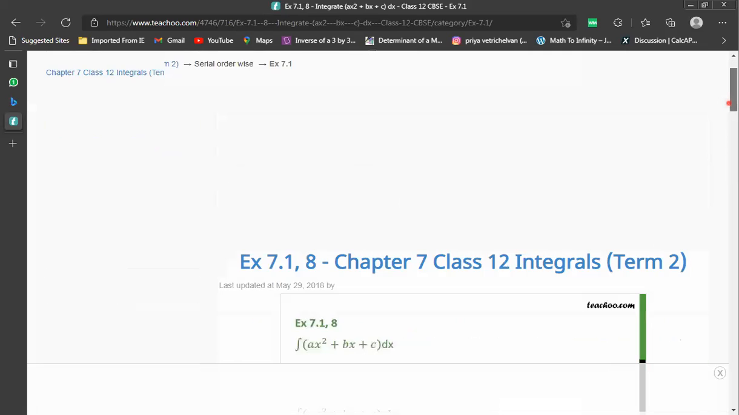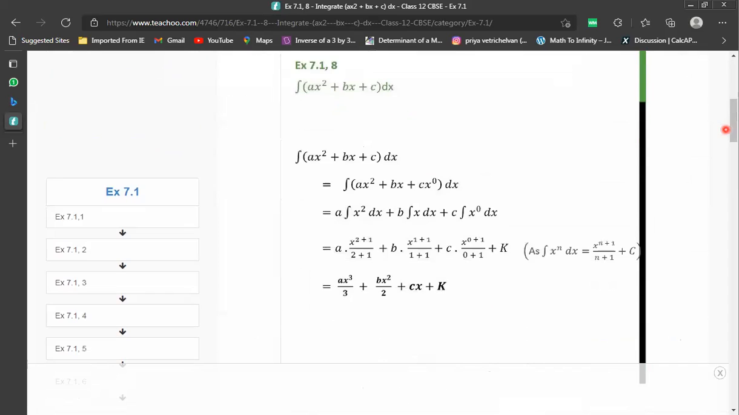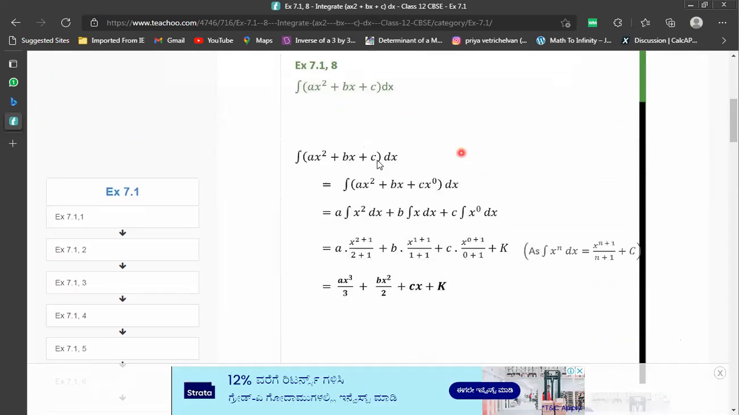So question number 8. This is also kind of the same question. Here you do have a few constants in the multiplication. You just keep the constant as it is. You don't have to do anything with the constant. Here you do have a into x square plus b into x plus c into dx. So a into x square: just keep the a as a itself and integrate the x square alone. When you integrate x square, it will turn into x cube upon 3.